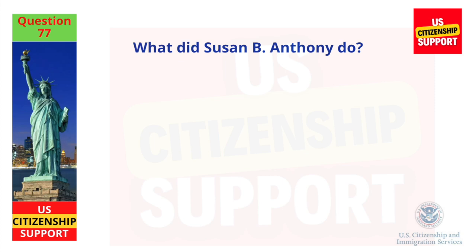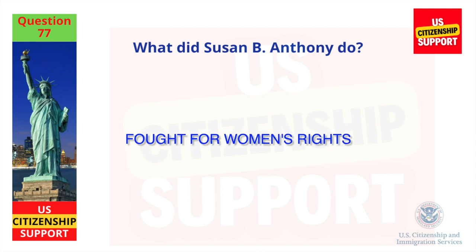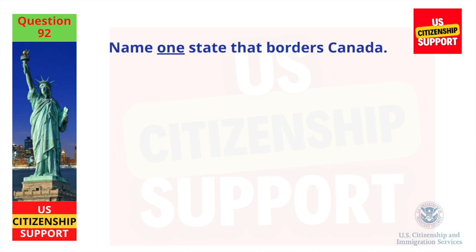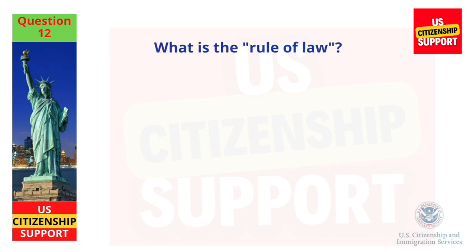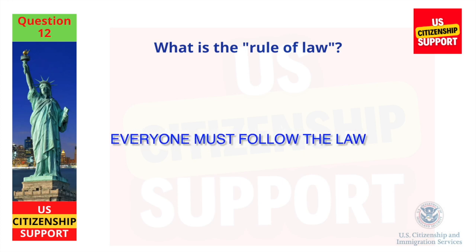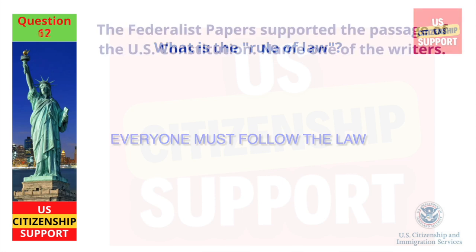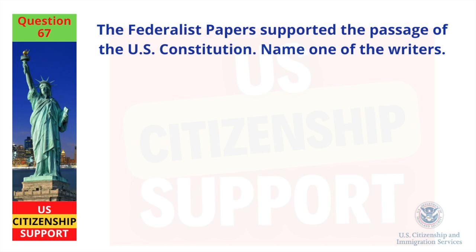What did Susan B. Anthony do? Name one state that borders Canada. What is the rule of law? The Federalist Papers supported the passage of the U.S. Constitution. Name one of the writers.